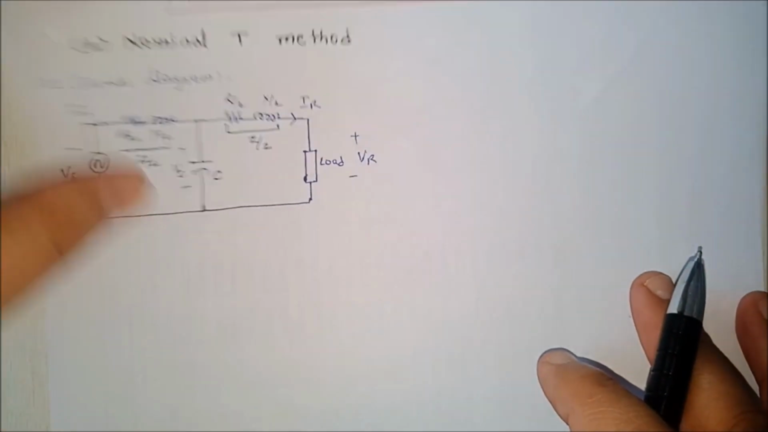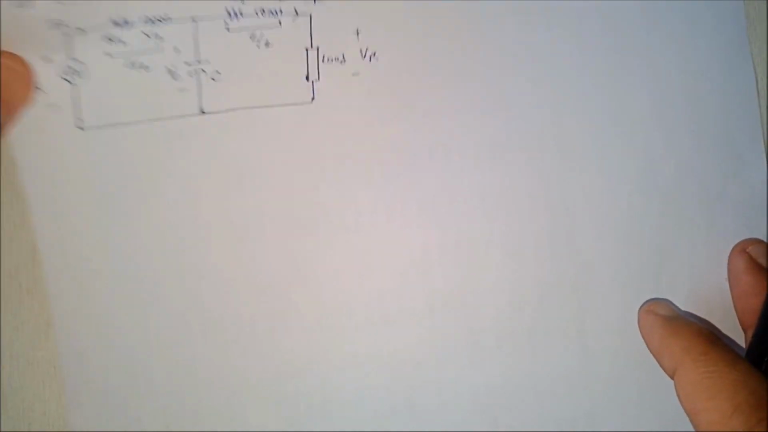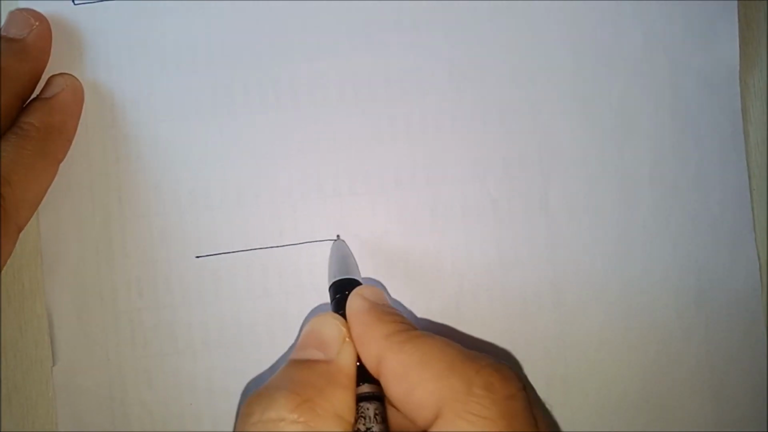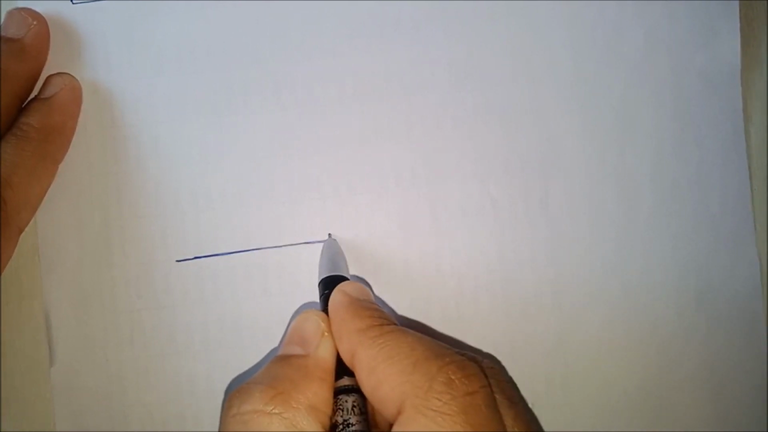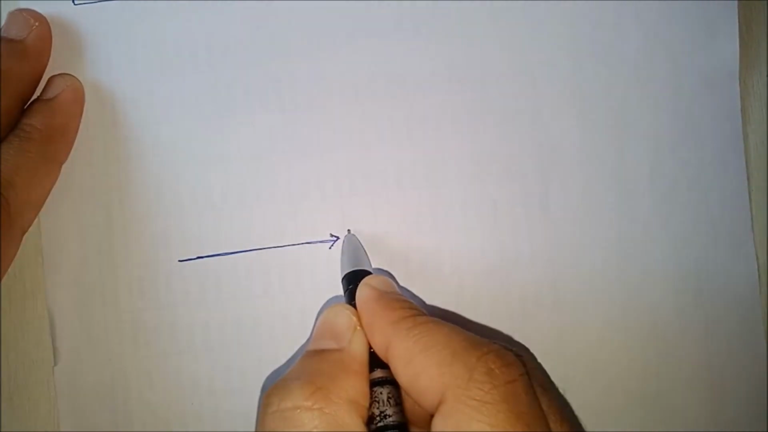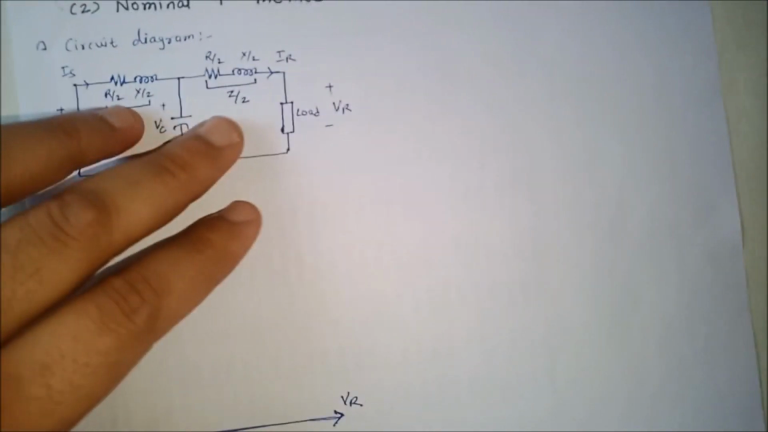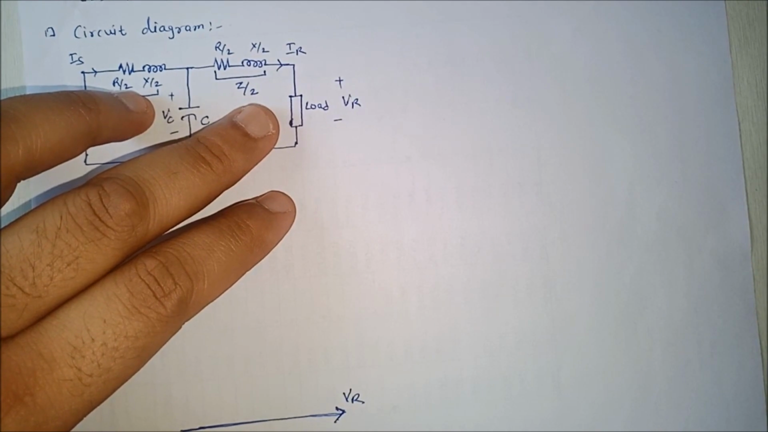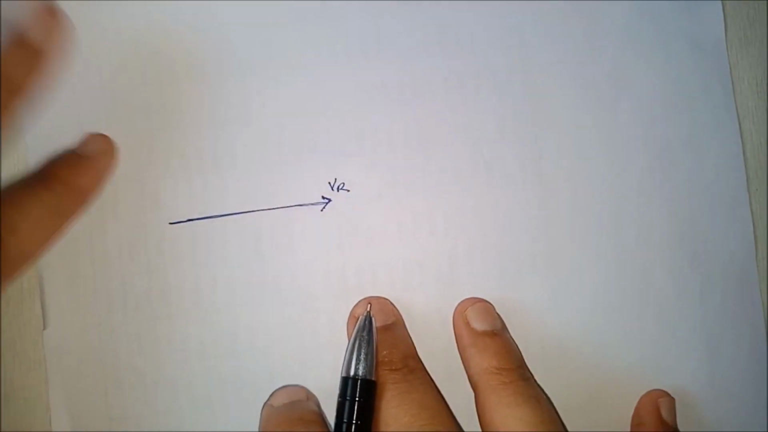After the circuit diagram we will draw the phasor diagram. How to draw the phasor diagram? Again we take VR as a reference. Always we take VR as a reference, that is a general practice. Now practically our loads are inductive loads, or lagging power factor loads, so IR will lag behind VR by some angle.